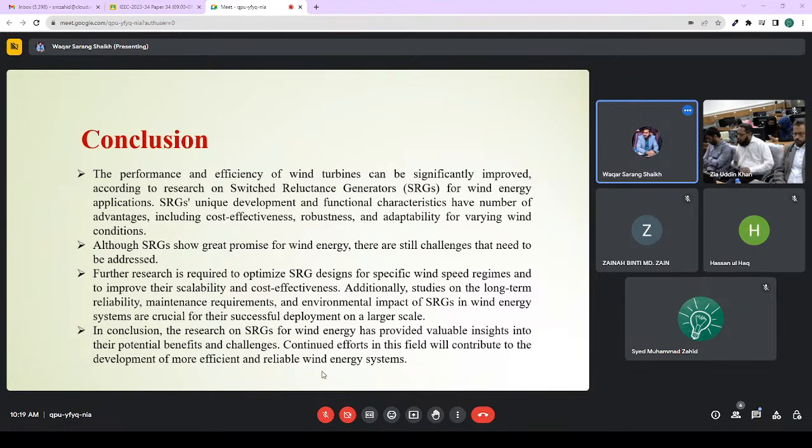Additionally, studies on the long-term reliability, maintenance requirements, and environmental impact of such reluctance generator and wind energy systems are critical for their successful development on a larger scale. In conclusion, the research on the switch reluctance generator for wind energy has provided valuable insights into their potential benefits and challenges. Continued efforts are needed to ensure that the machine performs optimally and provides reliable and sustainable performance.